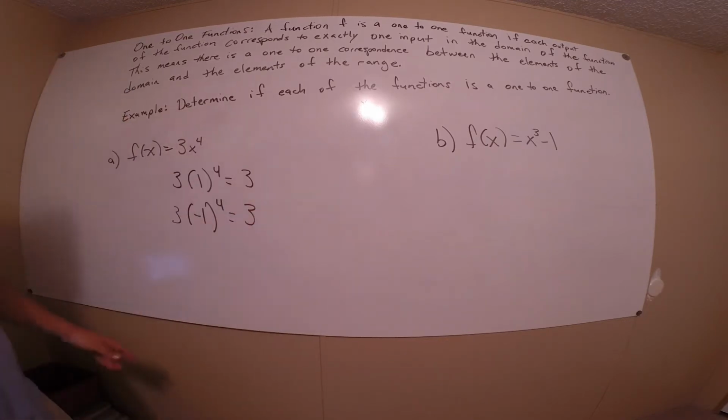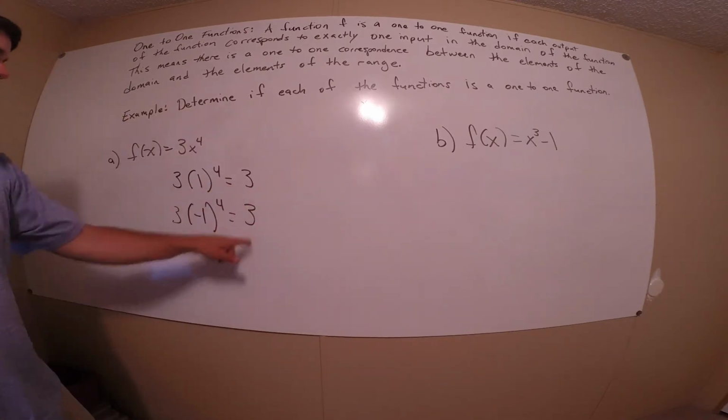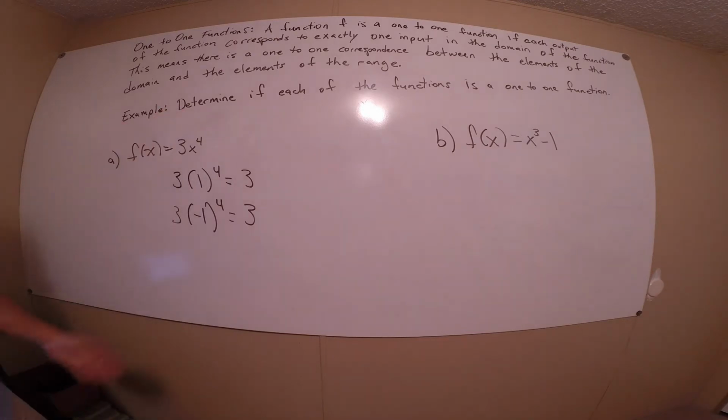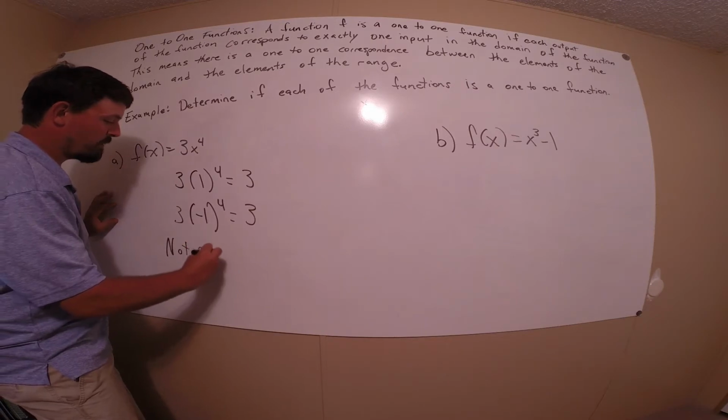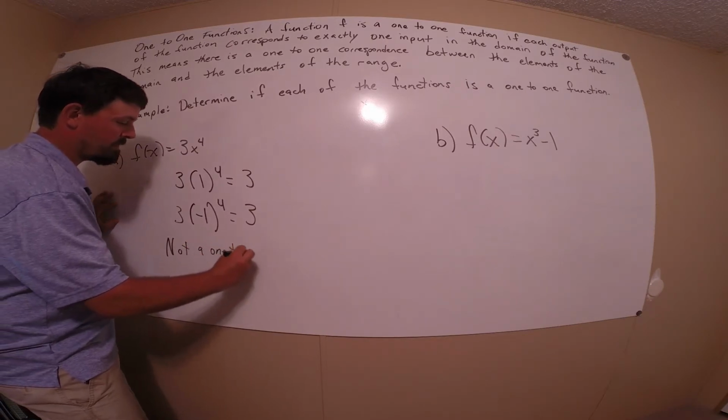There's not a one-to-one correspondence here because 1 gives me a 3 and negative 1 gives me a 3. So is it a one-to-one function? This one is not a one-to-one function.